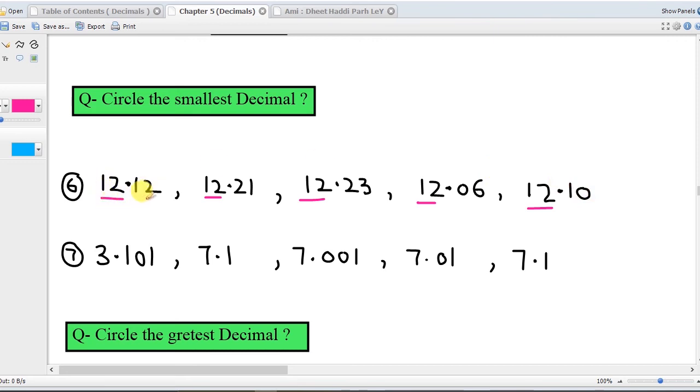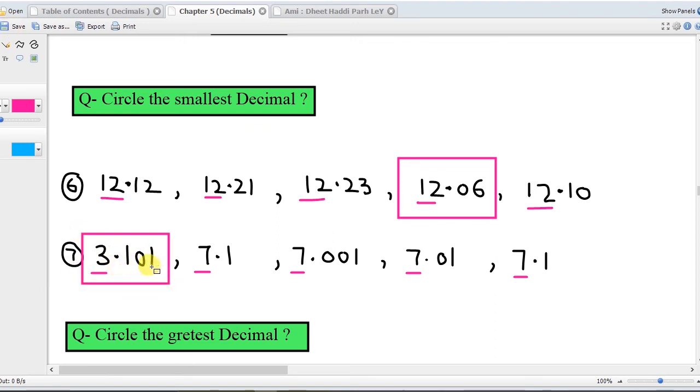Now you can compare. We have to pick the smallest decimal, remember. Is there any number less than 12? Yes, this is 6. So our smallest number is 12.06. Okay, moving on to the next. All these numbers are 7 if you look at the numbers before the decimal point. Here we have a number that is less than 7. The smallest number is 3.101. Then you need not look into the numbers after the decimal point, right?